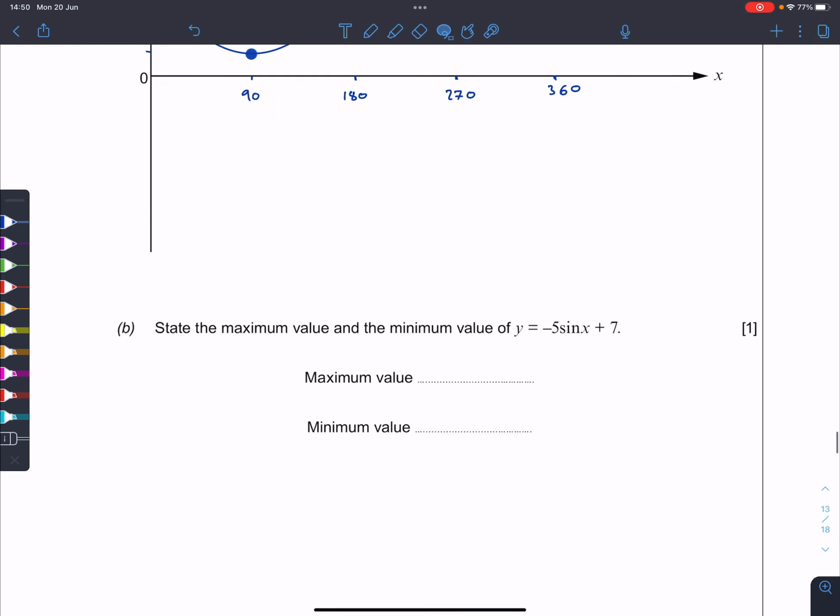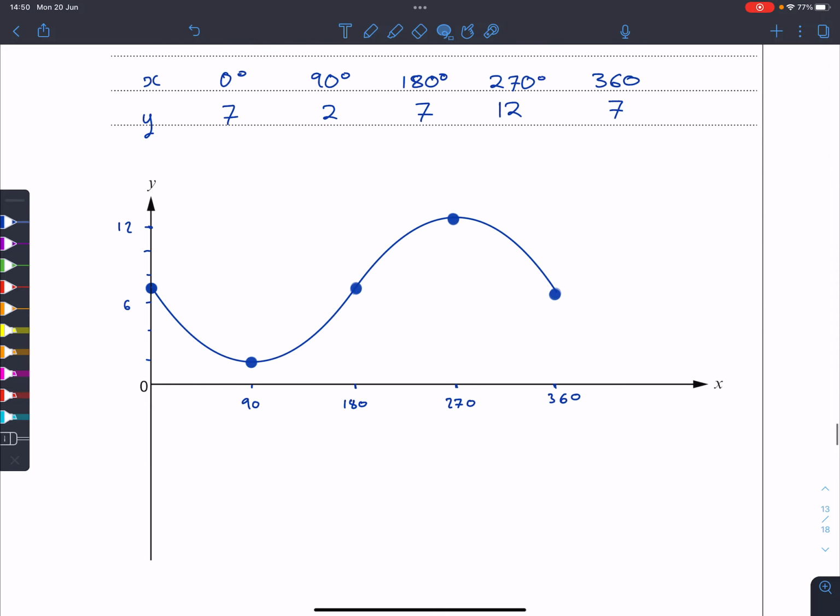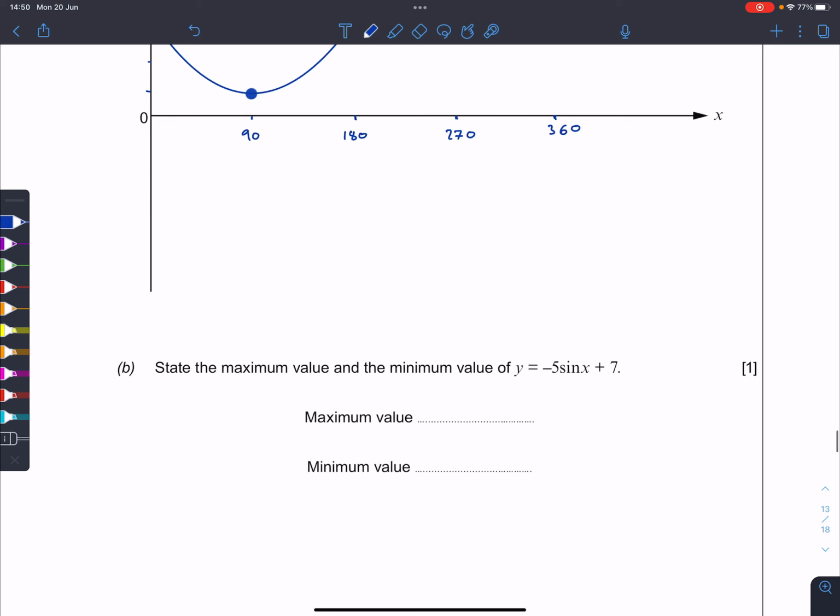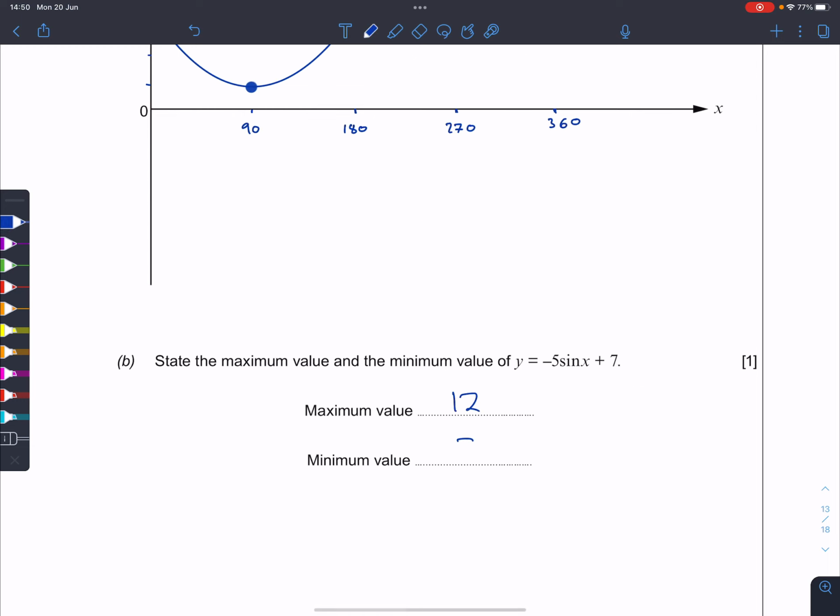There we go. Part 2, state the maximum and the minimum value. Well, the maximum is the highest it can possibly go, and the minimum value is the lowest it can go. So the minimum value is here, because the graph doesn't get any lower than that. So that's going to be at 2. And then it starts going up and up until it hits its maximum. And that maximum is going to be at 12. So we have a minimum of 2 and a maximum of 12. And that's the end of the question.